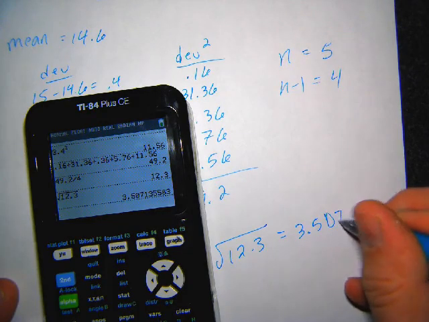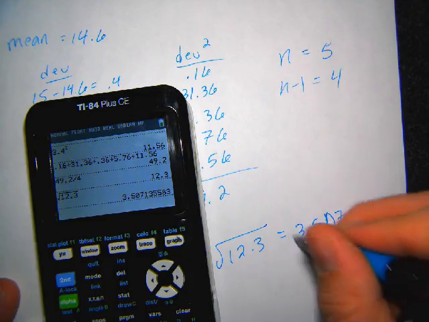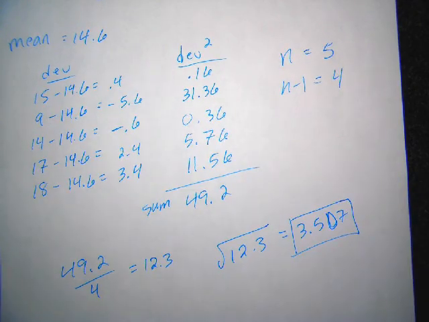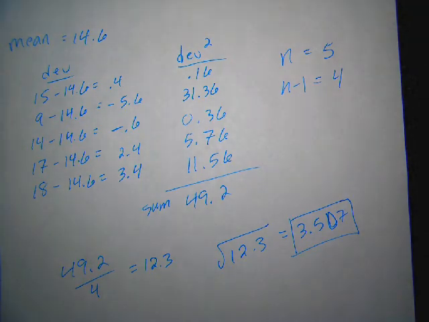It depends on how many decimal spots. I've been doing 3 decimal spots on the rest, so I'll do 3 on this one: 3.507. My math will tell you if they want you to round to 2 decimal spots, you just put 3.51. Or if they just want 1 decimal spot, you just put 3.5. That's our standard deviation.